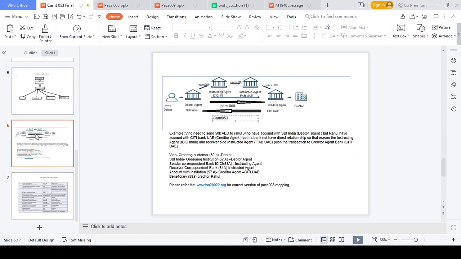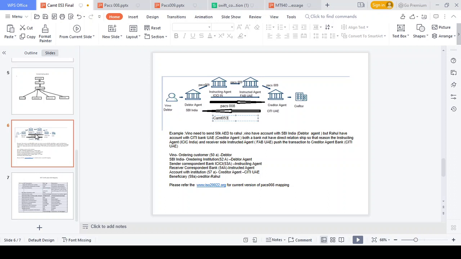Next, a simple example of direct banking and indirect banking. Take this example. A textile industry needs to get money from Rahul, a government industry from the UAE. Rahul sends the money, 15k AED. In this case, the debtor bank is SBI India and the creditor bank is Citibank UAE. Both banks have a direct relationship, so the transaction is processed easily. Rahul sends the money to Vinod, the amount is credited to Vinod's account, and Camt053 is generated based on the customer preference or bank standard format.